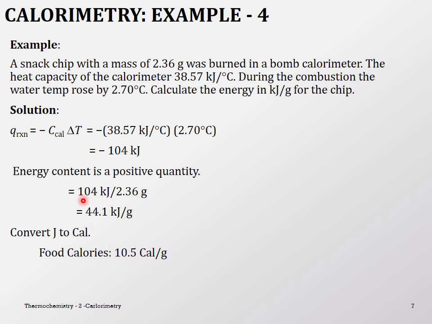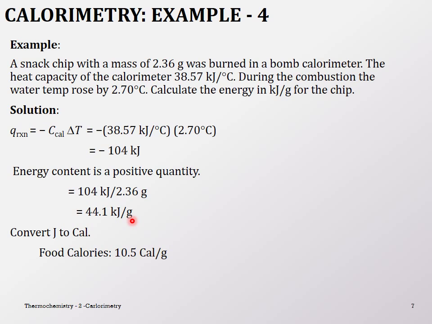So now it is 104 kilojoules. And now you can find out also per gram, how much energy is given off per gram. And that grams is 2.36 over here. So you take that 104 kilojoules divided by 2.36 grams, and you get 44.1 kilojoules per gram.